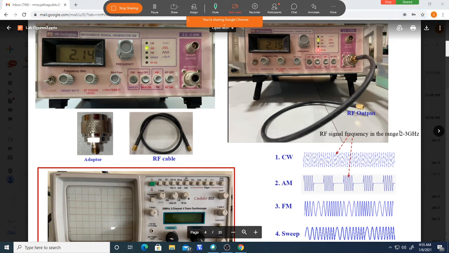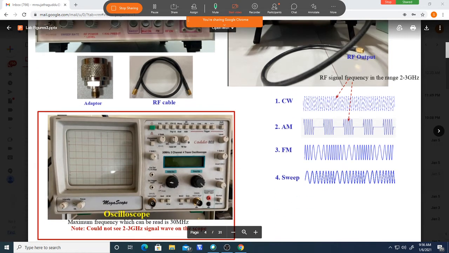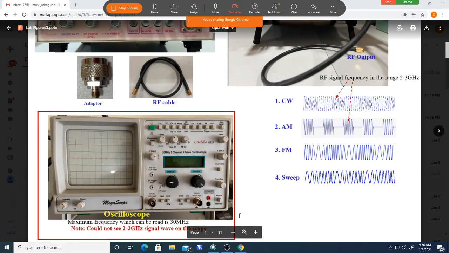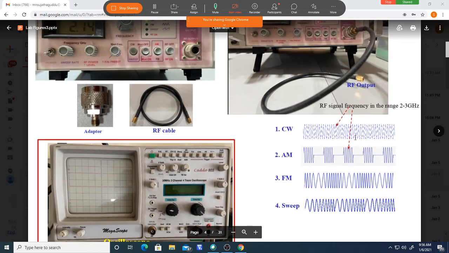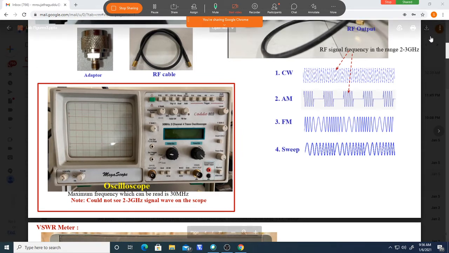You can connect the output here and we can see the signal like this. The equipment must have a frequency range of 2 to 3 gigahertz. Usually we use an oscilloscope. We take the output from here and connect it to here, and that signal is displayed here. That is what we do in the laboratory. But here the carrier itself is 2 to 3 gigahertz, so our oscilloscope must have a range of 2 to 3 gigahertz.